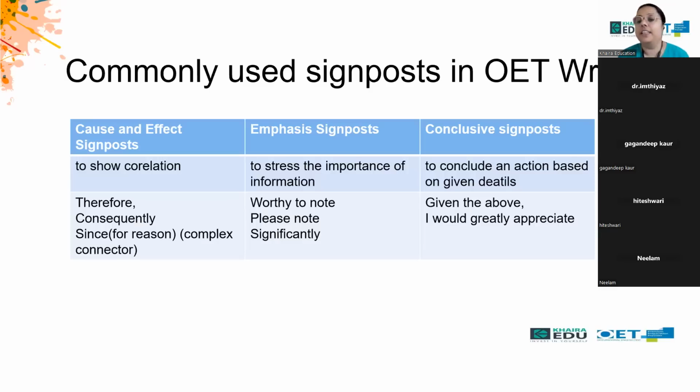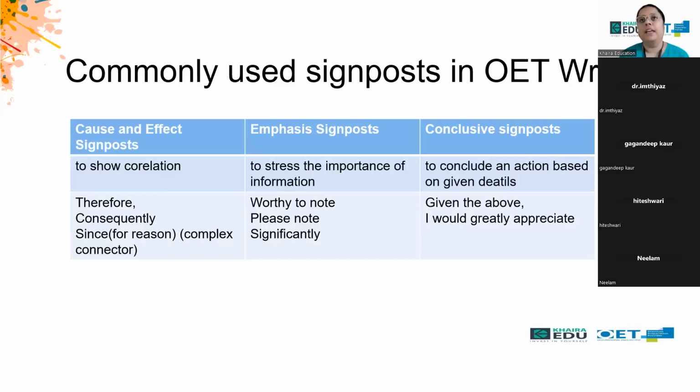And finally, we have conclusive signposts. These are used when you want to conclude an action based on the details that have been given. Many times you write many actions that have happened, because of which you would be requesting something from the recipient. In such cases, you can use given the above or I would greatly appreciate. I would want to highlight something here: given the above is not to be used randomly. OET prohibits the random use of given the above. It can be used when you're concluding that because of a particular action, something is being requested.